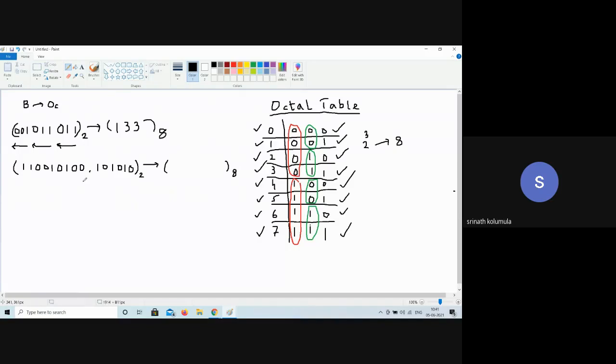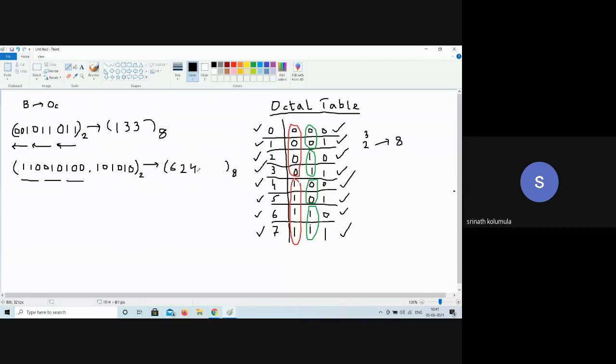Take 3-bit combinations. 1 2 3, 1 2 3, and then 1 2 3. Now tell me the values. What is 1 0 0 here? 1 0 0 is 4. Next 3-bit combination, 0 1 0. 2. Next combination 1 1 0. 6. Very good.